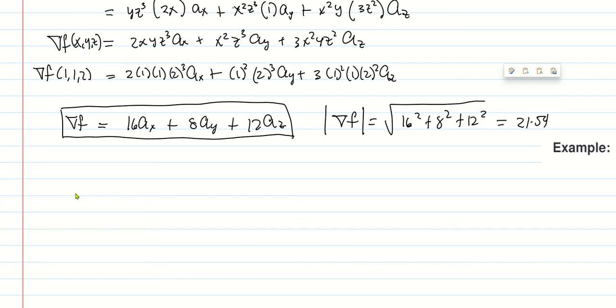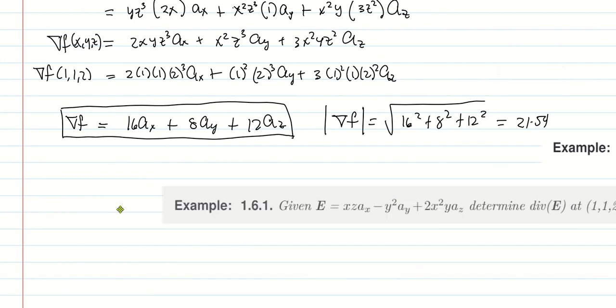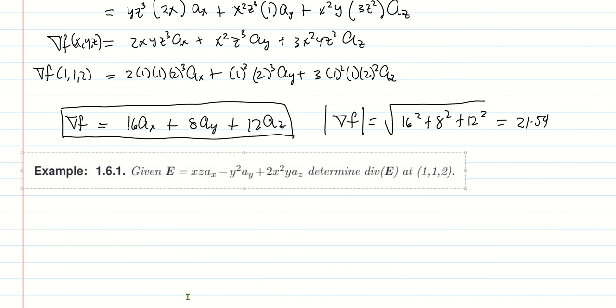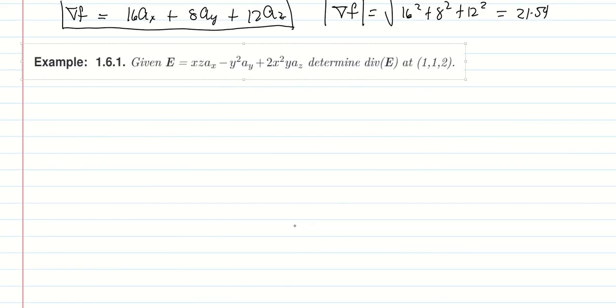So let's take this example here under divergence. Given a vector field E here, determine the divergence of this vector at point (1, 1, 2). Again, if we remember, the divergence is the dot product between the del operator and that vector E. And this is just equal to the partial derivative of the x component with respect to x. We already derived this.